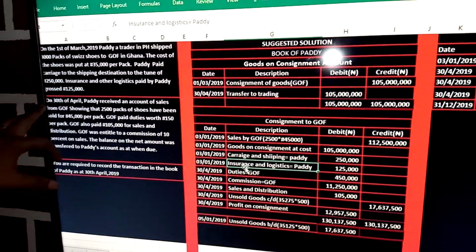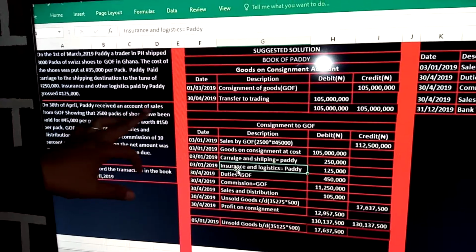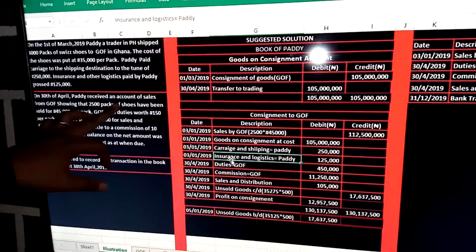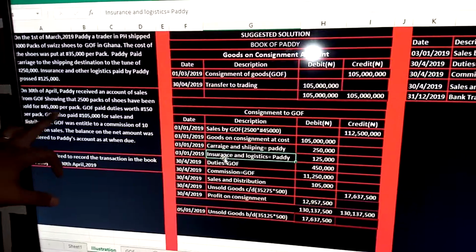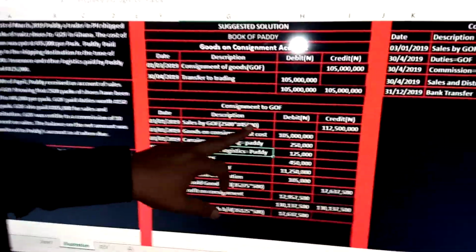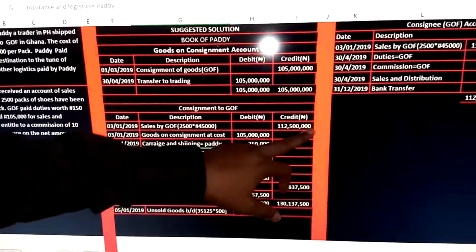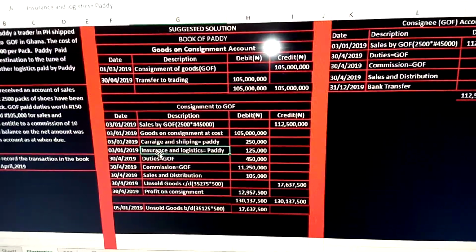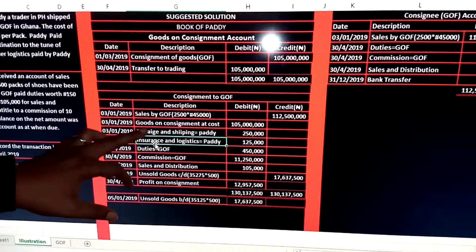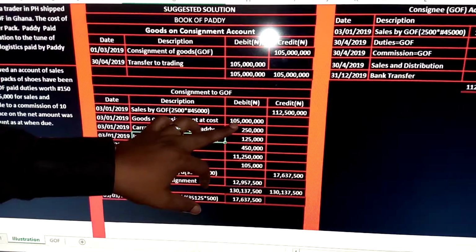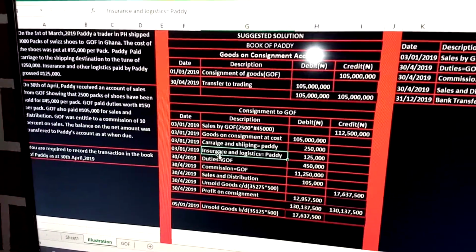You can see here that on the 3rd of April, Paddy received an account of sales from GOF showing that 2,500 pairs of shoes had been sold for 45,000 naira per pack. If we do 2,500 times 45,000, we have 112,500,000. So what are the costs incurred? Goods on consignment at cost is 105 million.